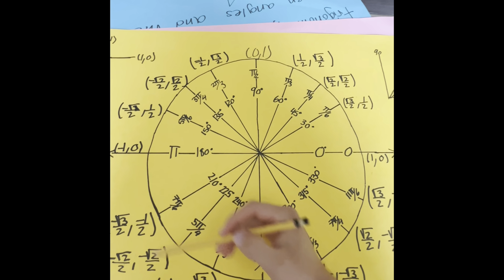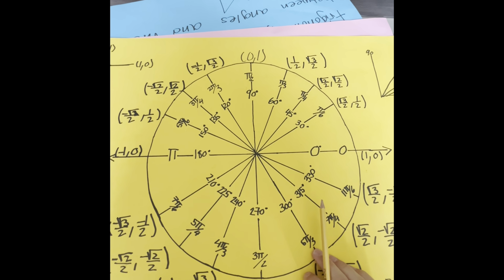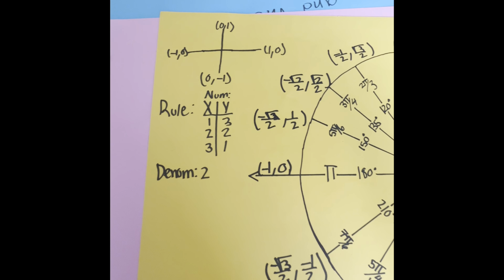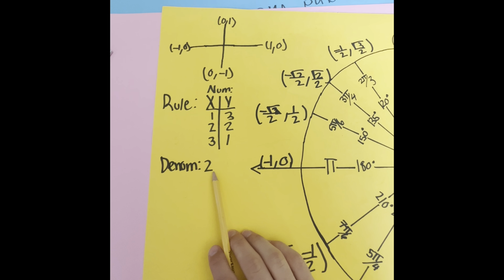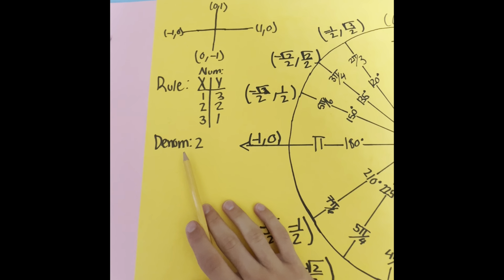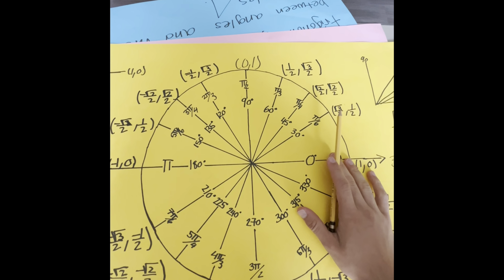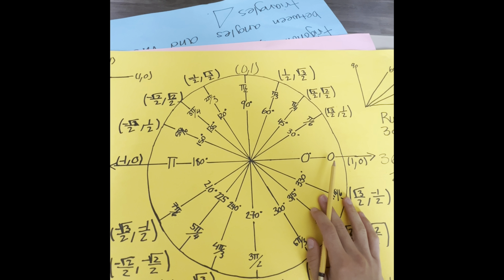Now, to fill in the rest of the coordinate points in our unit circle, we have to follow these 2 simple rules. So the rule for the denominator first, because it's the easiest one, is that the denominator for all the points in the circle is 2. As we can see here, 2 all around for our denominator. Once we have filled that in, we can go on to the numerator.